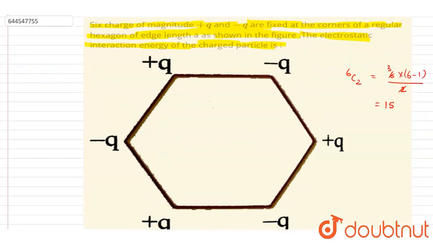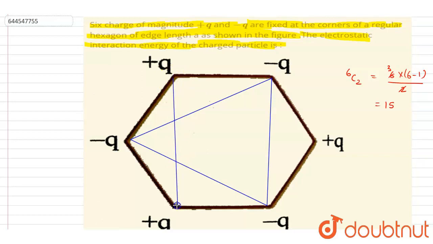And now let's come to the next-to-adjacent charges like this. Next to adjacent. Again the same for this. So these charges, you can see there are a total number of sides we made here, 6, so there will again be 6 pairs that will form here.